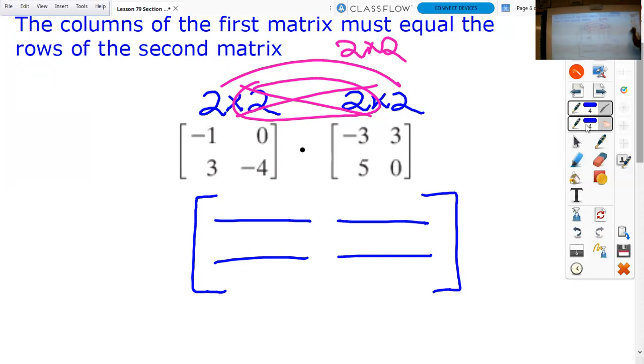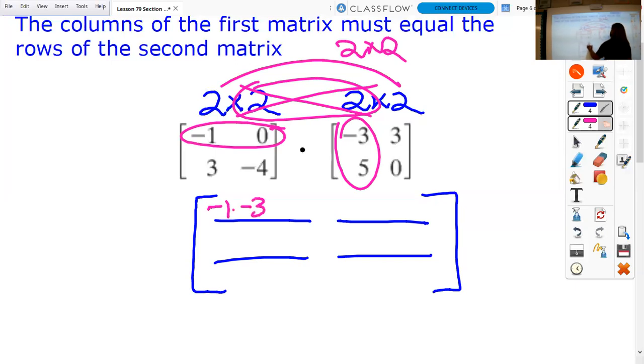So just like naming the size, we are rows and then columns, right? So if I'm aiming for this first spot here, it's in the first row in the first column. So I'm going to use the first row and the first column. I'm going to do -1 times -3 plus 0 times 5. So notice how I'm working my way across the row and down the column. -1 times -3, 0 times 5.